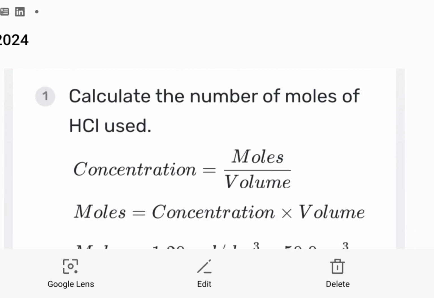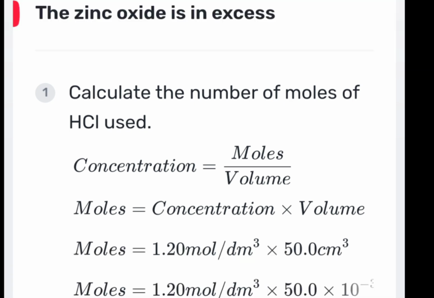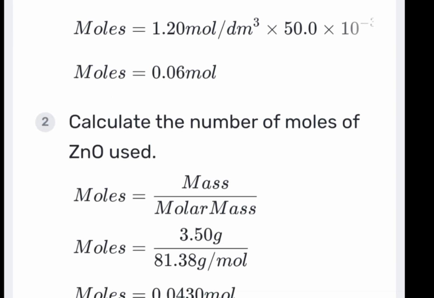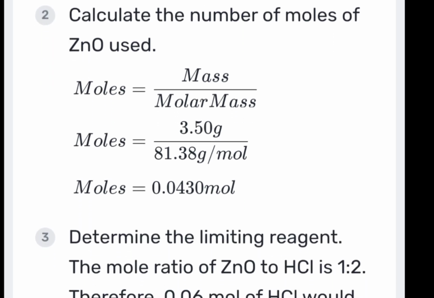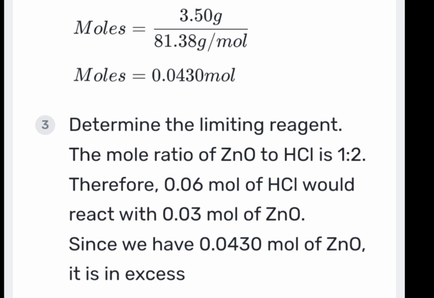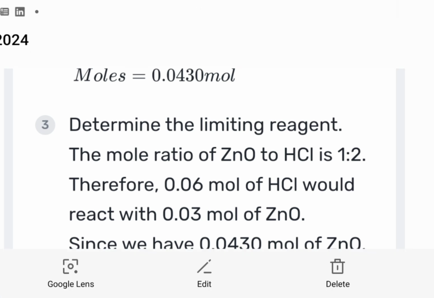Calculate the number of moles of hydrochloric acid first, which is used here. So concentration, moles divided by volume. And if you want to determine moles here, you have to multiply concentration with volume. And here we multiply the values and we will get the number of moles for hydrochloric acid. And then we calculate the number of moles of zinc oxide. Again, moles, mass divided by molar mass. We put the values, we will get the moles. Now when you determine the limiting reagent, the mole ratio of zinc oxide to HCl is 1 to 2. So therefore, 0.06 mole of hydrochloric acid would react with 0.03 mole of zinc oxide. Since we have 0.0430 mole of zinc oxide, so it is in excess.